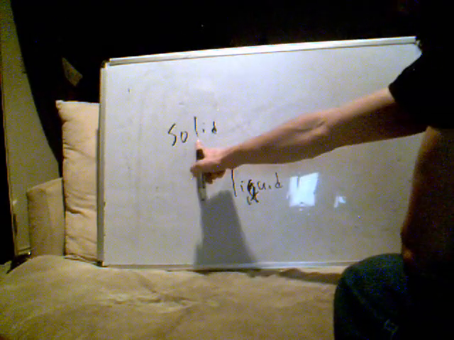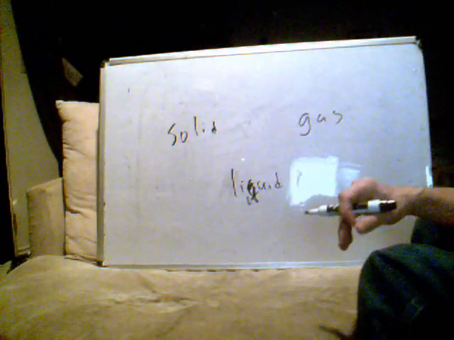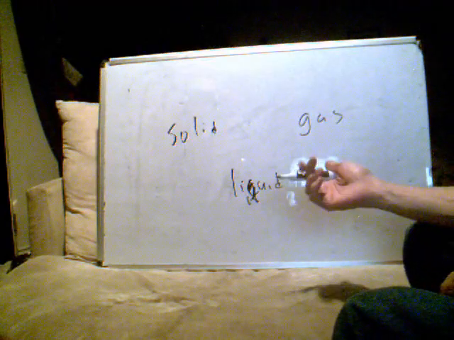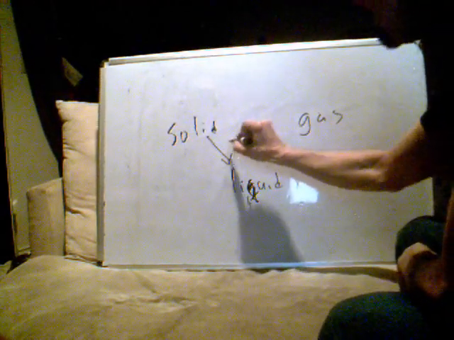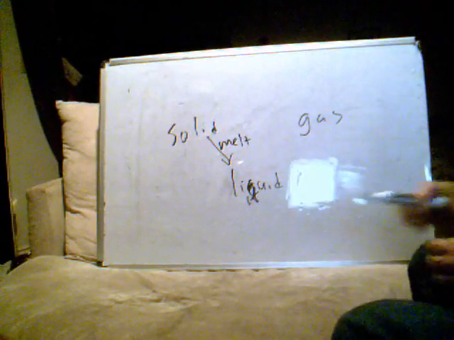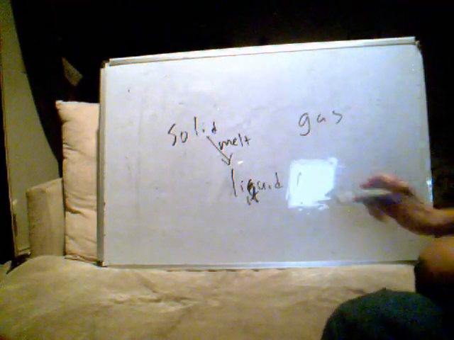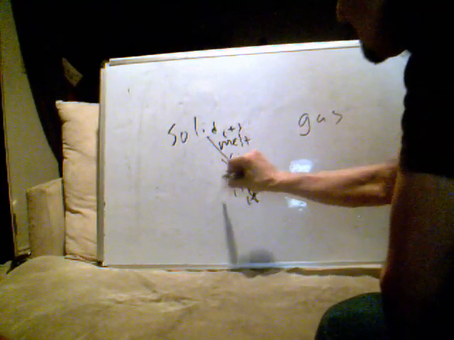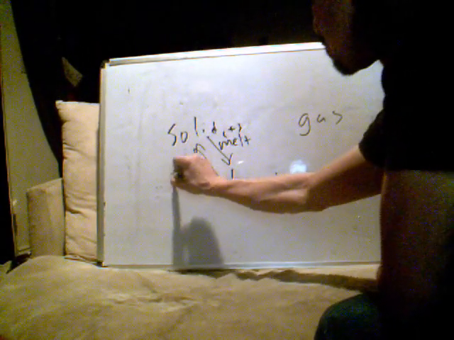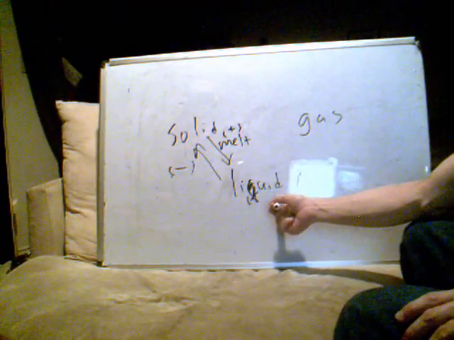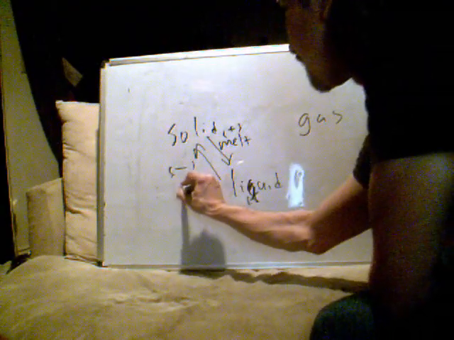Now, if you have solid water or ice, if you apply some heat to it, what's it going to do? It's going to melt, right? If you take some heat out of it, so this will be adding heat, this will be subtracting heat, right? If we take some heat out of liquid water, it can freeze and become ice.